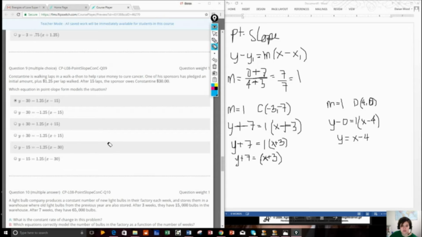Okay, this is question 9. Constantine is walking laps in a walkathon to help raise money to cure cancer. One of his sponsors has pledged an initial amount of $1.25 per lap. After 15 laps, the sponsor owes Constantine $30. Which equation in point-slope form models the situation?